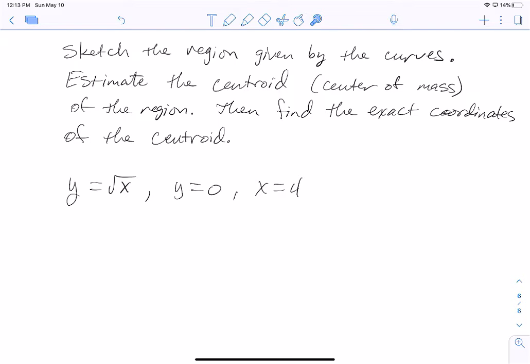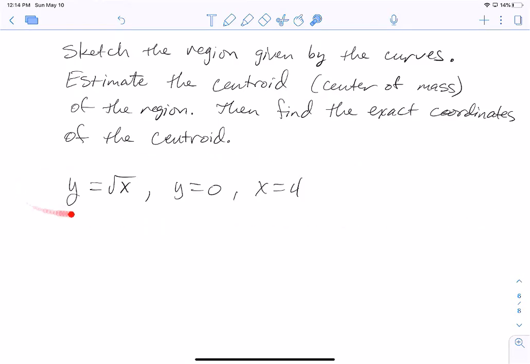Here we're given a function y equals the square root of x, and then bounds y equals 0 and x equals 4. And we're asked to sketch the region given by the curves, estimate the centroid, which is the center of mass of the region, and then find exact coordinates of the centroid.